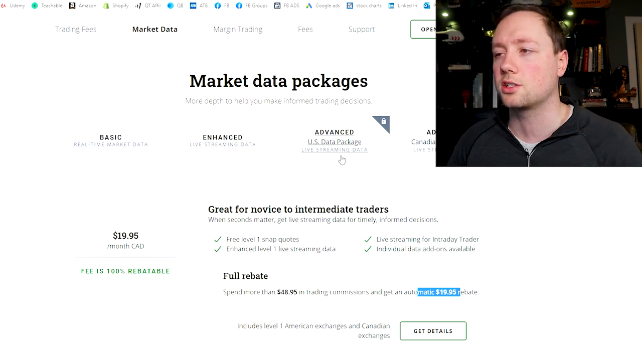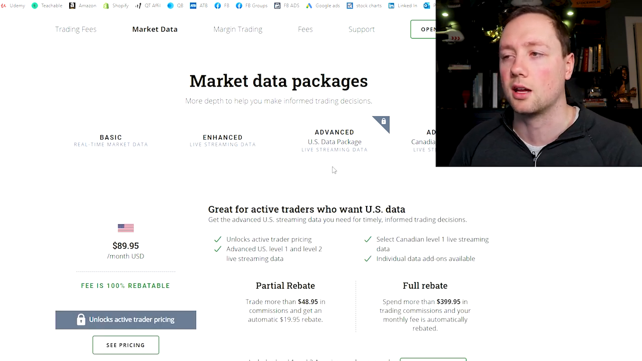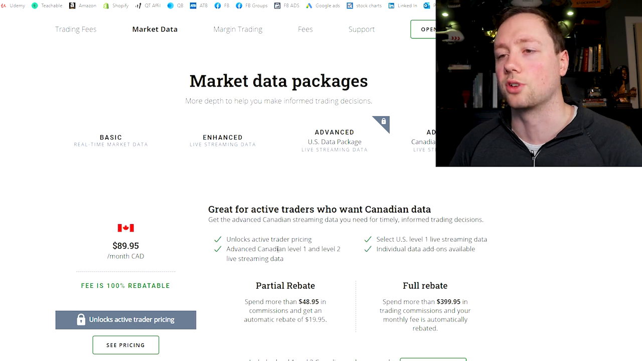Now, the advanced packages include level 2 data for either the United States or Canada.